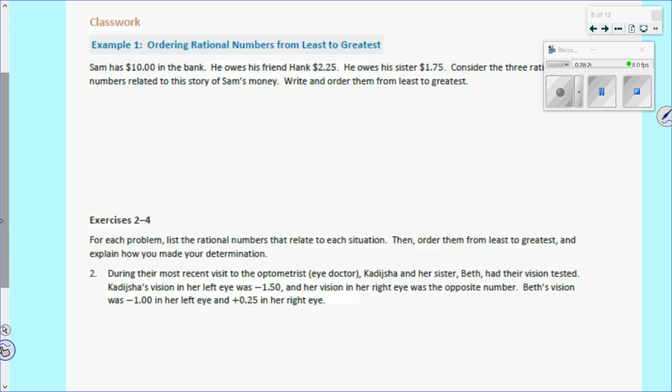So Sam has $10 in the bank. He owes his friend Hank $2.25. He owes his sister $1.75. Consider the three rational numbers related to the story. Write and order them from least to greatest. First thing we need to do is write them down so we actually have the integers. So 10. He has $10 in the bank. What number would represent that? 10, because it's a positive.